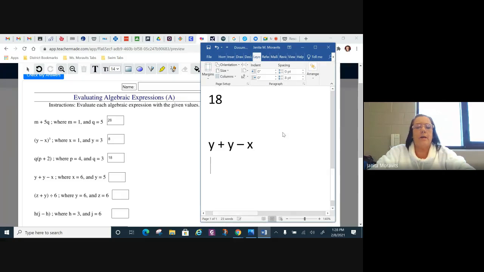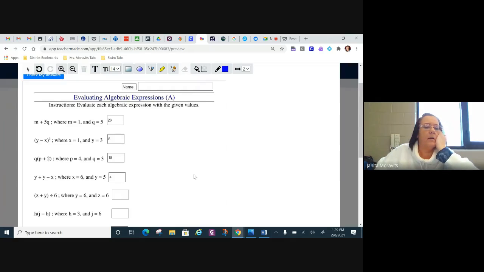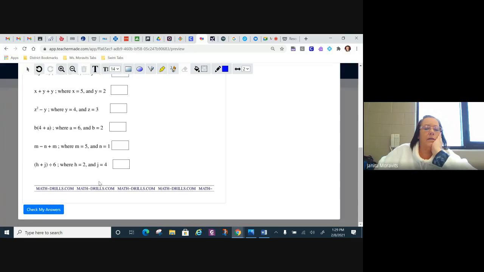All right, y plus y minus x. Well, the letter y should be replaced with the number 5. So we have 5 plus, and then we have another y, so that's 5, and then minus x is 6. All you do is simply add and subtract. Well, you have 5 plus 5 is 10, minus 6 is 4. So you type in a 4 right here. All right, that is how you work all of these.